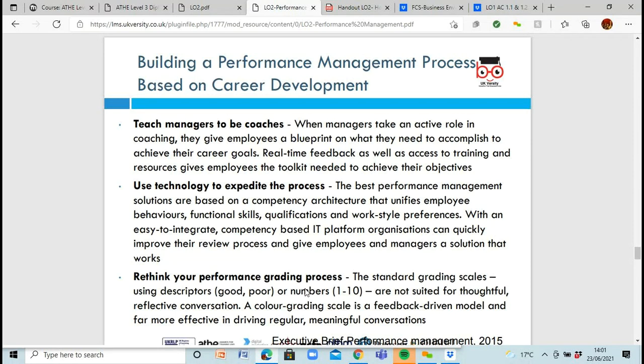Teach your managers to be coaches. Even if you're a manager, you still need to coach your employees. Give them information, give them feedback. It really is helpful. Use technology. Rather than doing everything paper-based, make sure that you're using the systems you've got, which makes things faster. And then also look at the way you grade your performance. Your grading skills have to be realistic, and you've got to really think about what sort of scales you are using to rate somebody's performance.